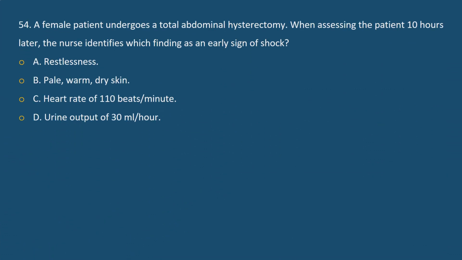Question 54. A female patient undergoes a total abdominal hysterectomy. When assessing the patient 10 hours later, the nurse identifies which finding as an early sign of shock? A. Restlessness. B. Pale, warm, dry skin. C. Heart rate of 110 beats per minute. D. Urine output of 30 milliliters per hour.